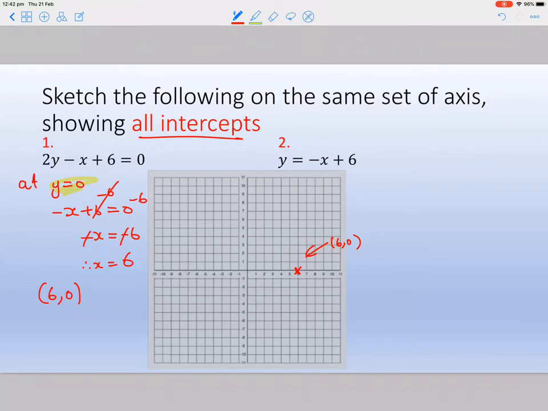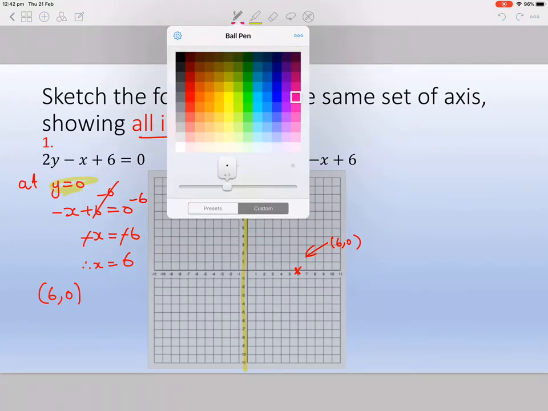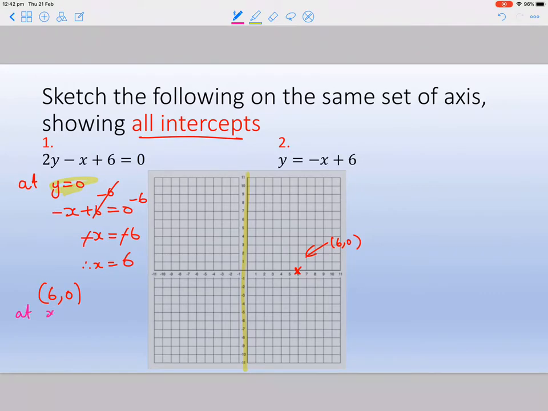The y-intercept happens at what value of x? Well, when x equals 0. I'm going to use a different colour. So at x equals 0, we substitute that in, so that whole term becomes 0. It's going to be 2y plus 6 equals 0. So we've got 2y equals minus 6, because we've subtracted 6 from both sides. Therefore, y equals -3.